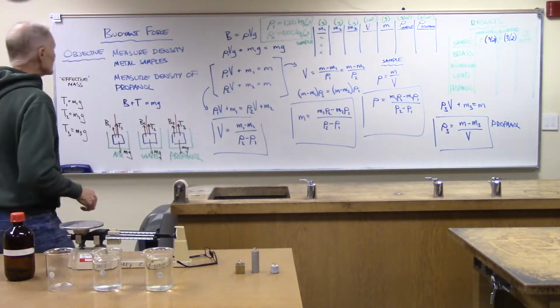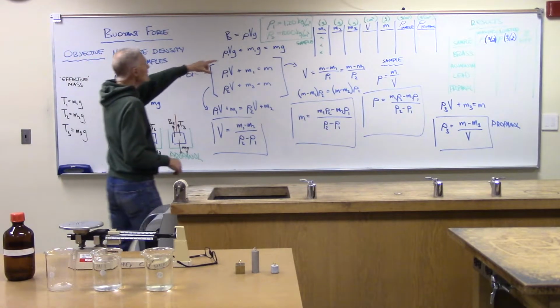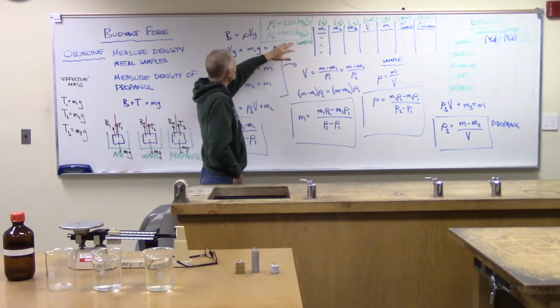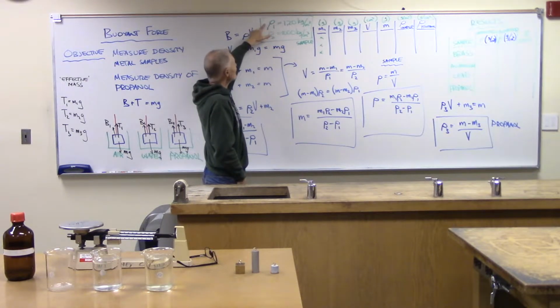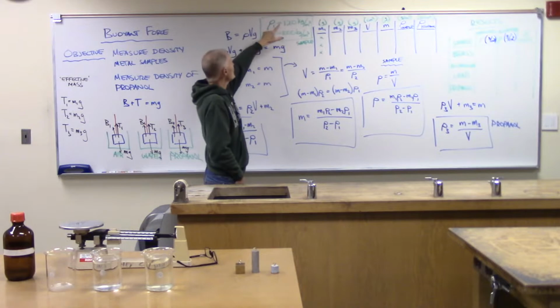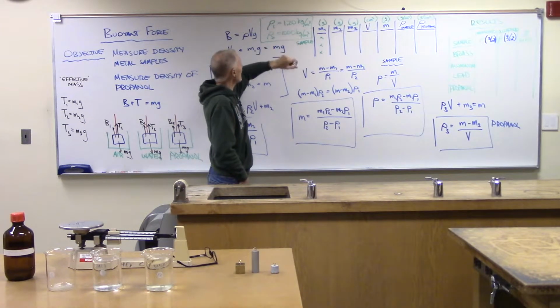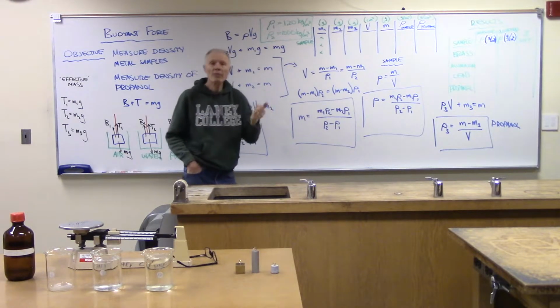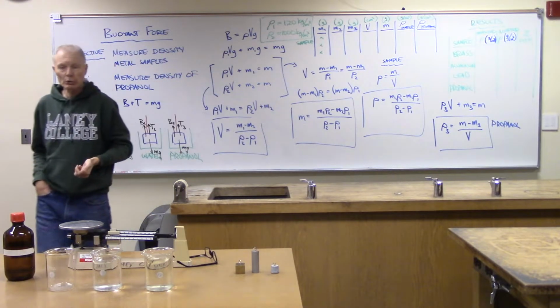Now we are going to make some assumptions. I squeezed this in. I realized it wasn't on the board, but I found a place for it. It turns out that we're going to assume that the density of air is 1.20 kilograms per cubic meter, and that the density of water is 1,000 kilograms per cubic meter.